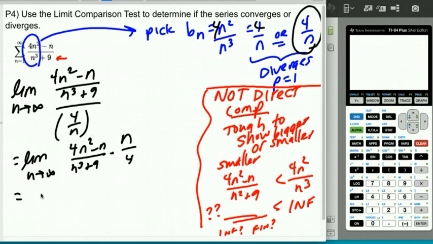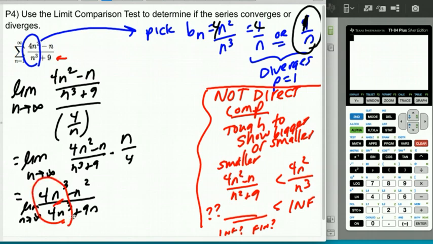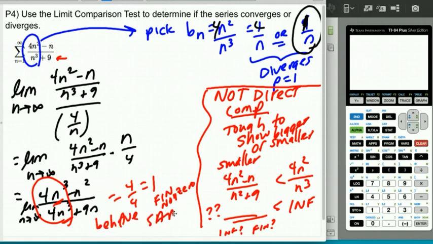So I'm going to get that this is the limit as n approaches infinity of (4n cubed minus n squared) over (4n cubed plus 9n). And again, if you had wanted, you could have just picked a 1, right? Like you could have picked 4 over n, or you could have picked 1 over n. It doesn't matter. So when I look at these two, I say, oh, look, as I approach infinity, I only care about the leading terms since they have the same degree. This is going to be a 4 over 4 or a 1, which is a finite non-zero number, so they behave the same. Since I know 1 over n diverges, this guy must also diverge.